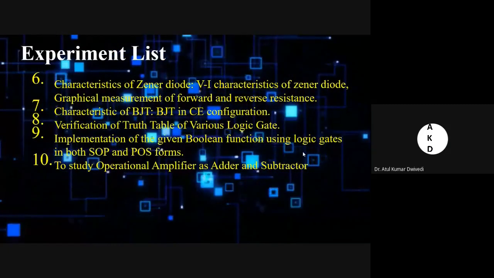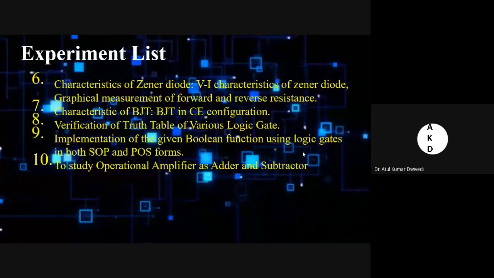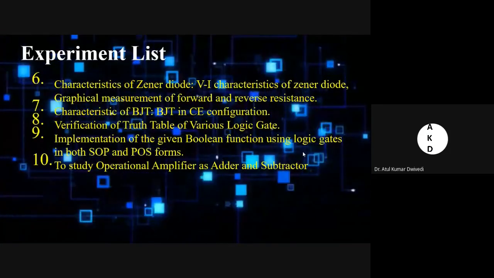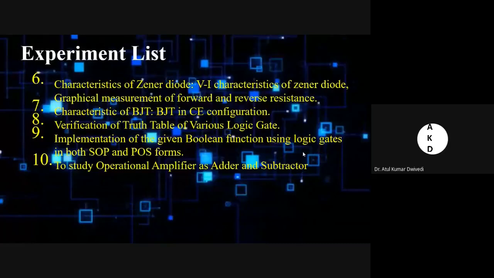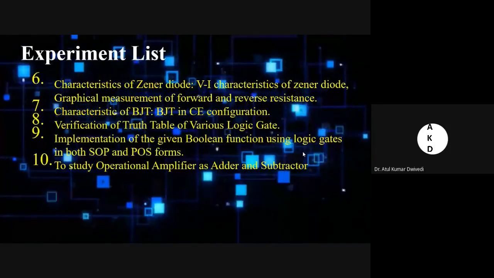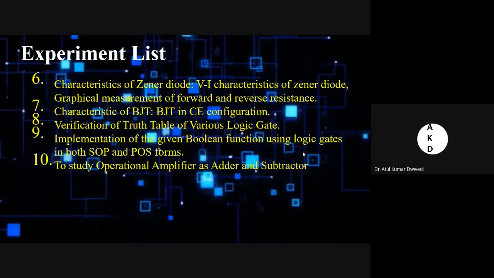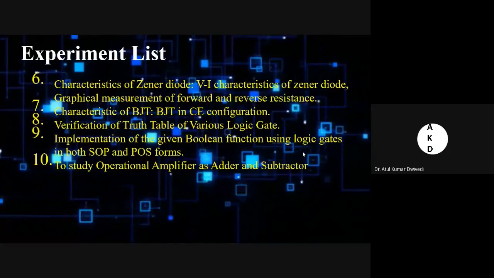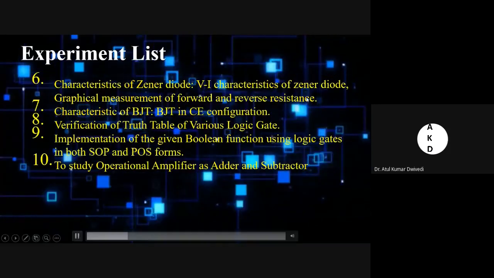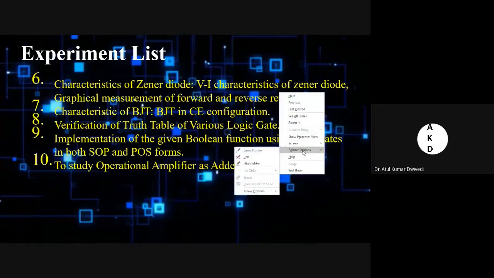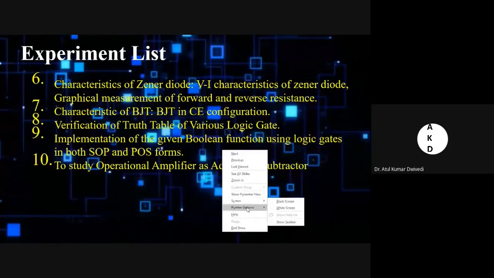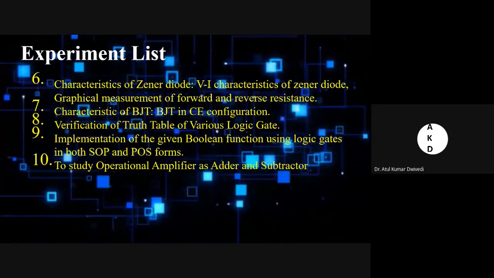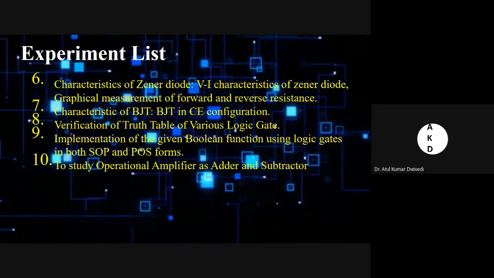and many other applications also. Apart from the mathematical operations, it is also used for digital logic gates, rectifiers, measurement triggers, and many others. There are a number of applications of the operational amplifier. But in the experiment, we have to do only two applications. The first application is the adder, and the second application is the subtractor. Okay. So these two, addition and subtraction, you have to study. Okay. So this is the experiment list.